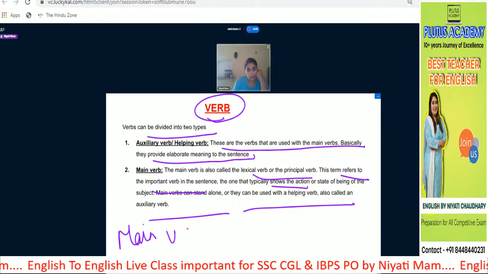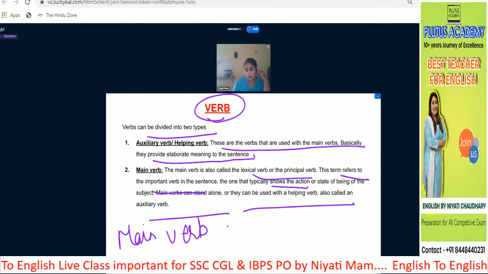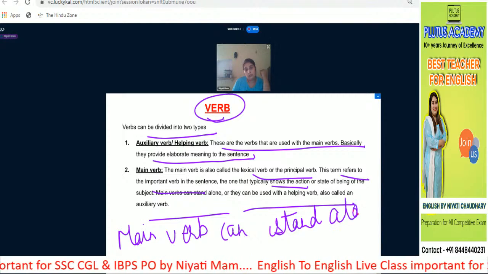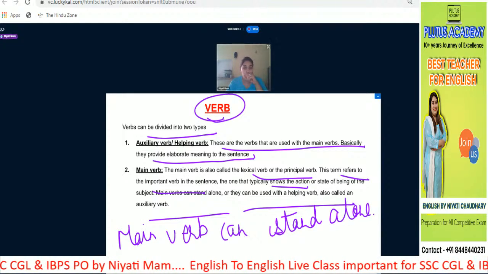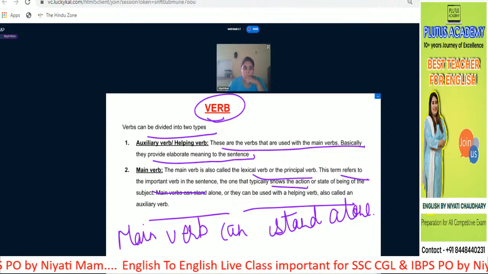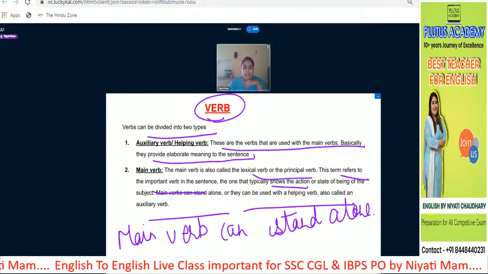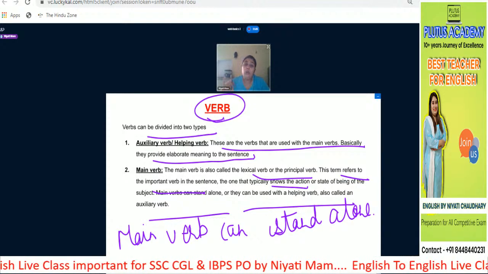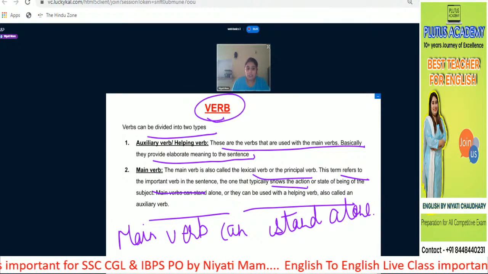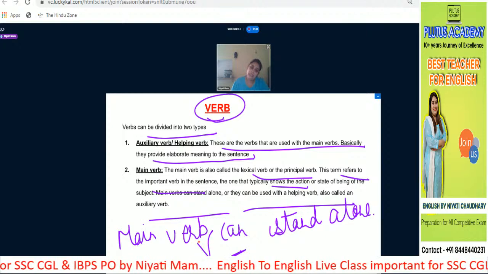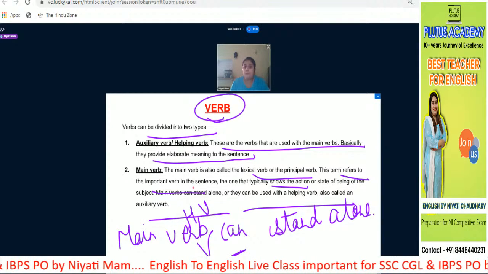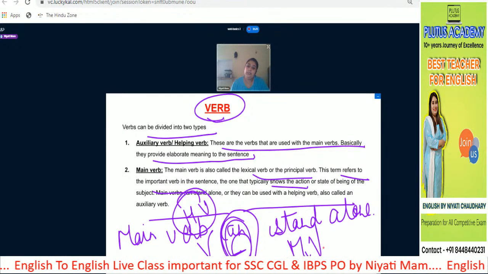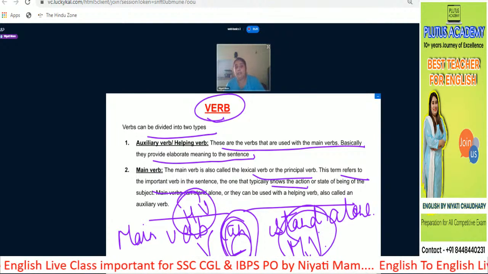You need to remember one thing always: main verb can stand alone. If a single verb is there in a sentence, then it is a main verb. If there are two verbs, then there are chances that the first verb can be a helping verb, we cannot give the surety. And the second verb is always a main verb, right?